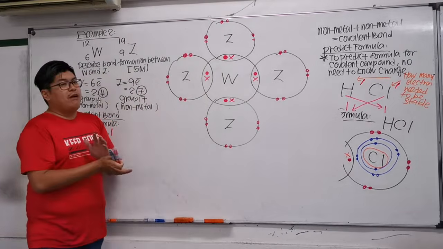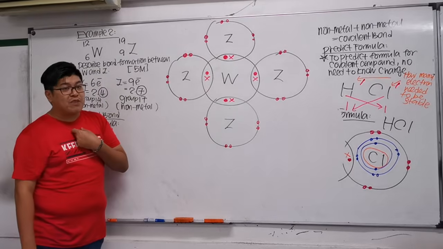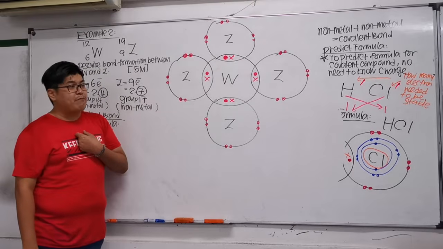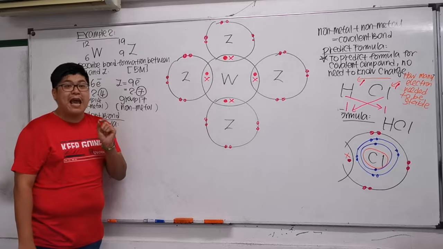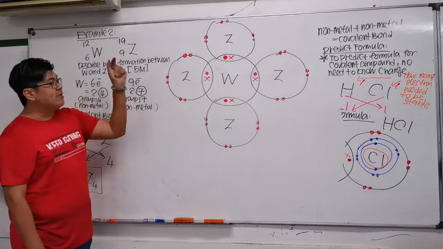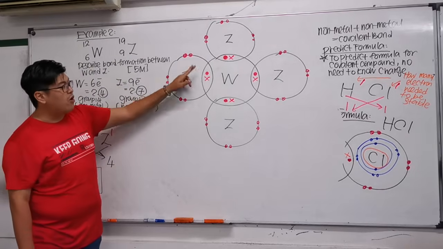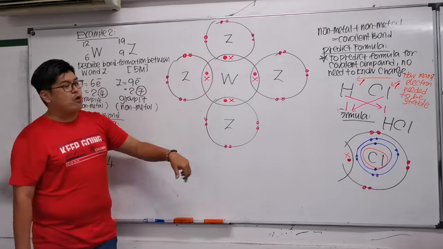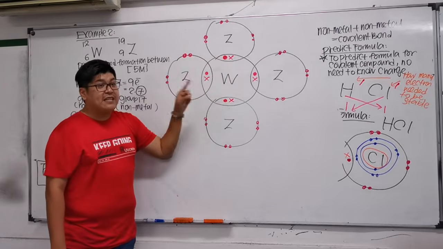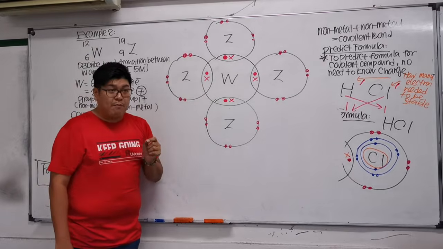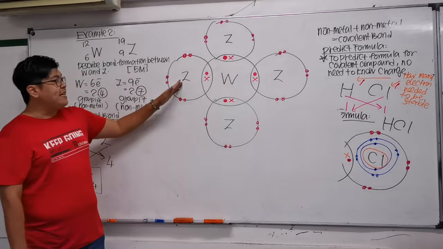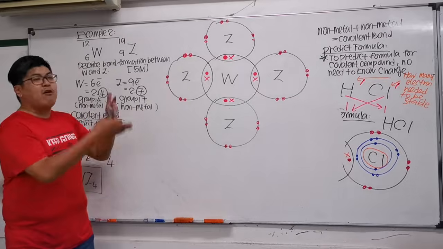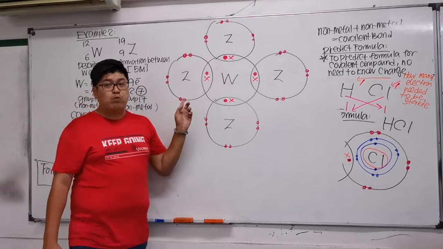Okay, how on earth do we know whether we are doing something good or bad? Ask ourselves a simple question: are they happy? Happy means stable. Look at your Z. Z currently has 2, 4, 6, 8. 8 is a good number. Octet, right? Look at your W. 2, 4, 6, 8. That is a good number. Stable. Understand? Now Z is stable, W is stable, everyone is happy. So this is what we want.